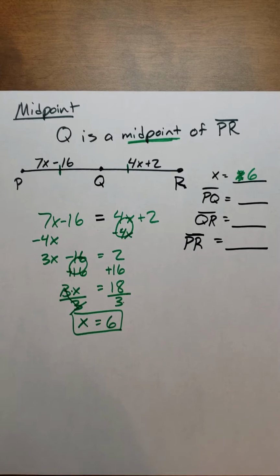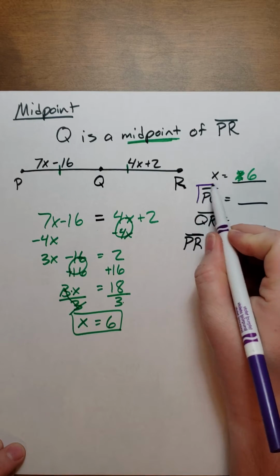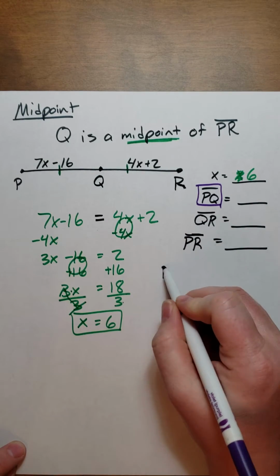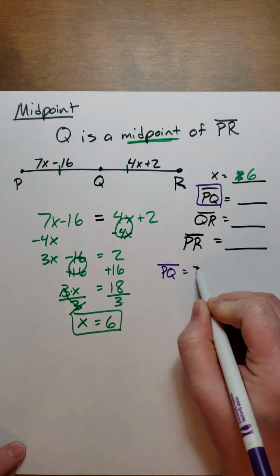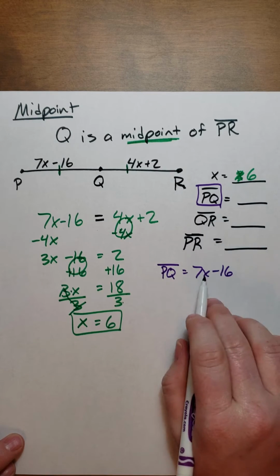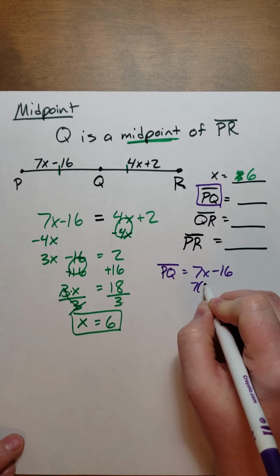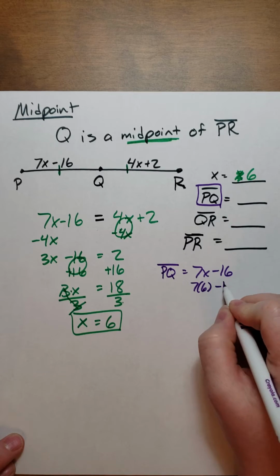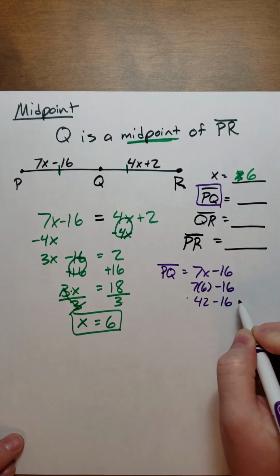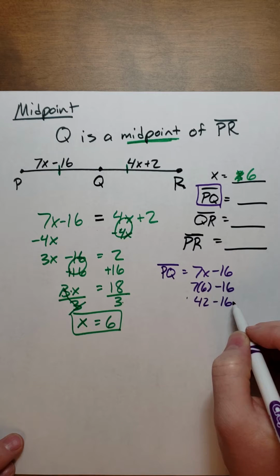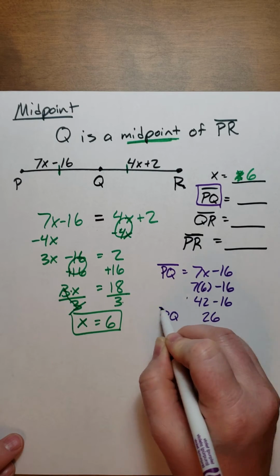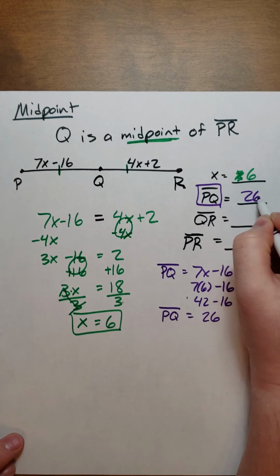Now the next thing that I'm going to look for is PQ. So PQ, I'm going to do that in purple. I know the expression for PQ is 7x minus 16. I know that x is 6, so that's the value I'm going to input here. 7 times 6 is 42 minus 16, which in this case is 26. So the distance of PQ equals 26.